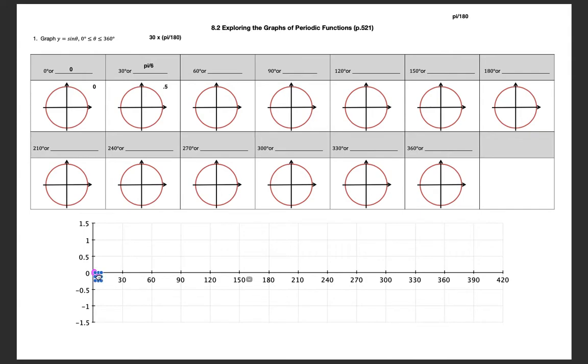Can I pick this guy up? Yeah. When we're at 30 degrees, we're at the decimal 0.5. So it goes right here. Okay, so that's how we're going to get this graph.